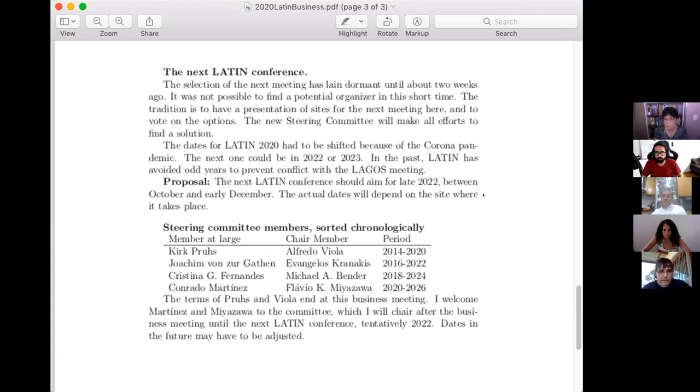Sure. So my idea is to first find someone and actually leave them a choice. If they have preferences for certain dates, we will listen to them. Here it says we should aim, which is a very weak expression, and also that the organizers will basically determine the dates. And I also agree that from 2024 on, we should return to the April time frame.